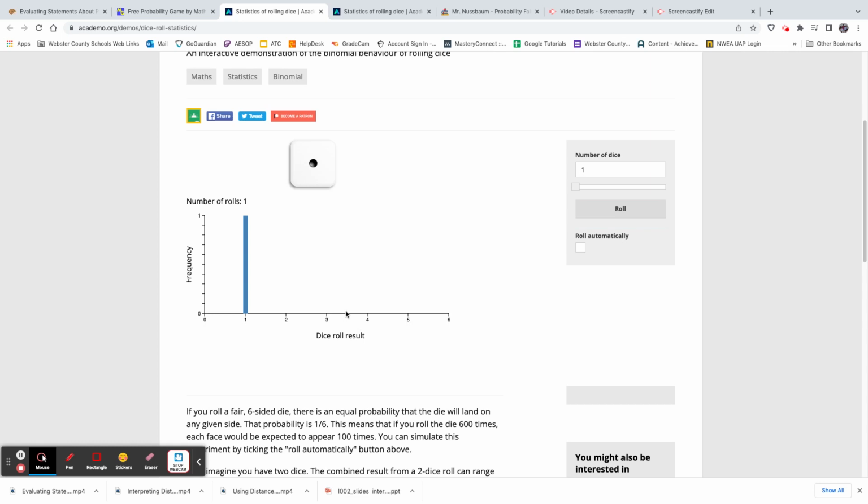But in reality, would that always come out to be perfectly true? And the answer for experimental probability would be no. But the more times you roll it, the closer it comes out to the theoretical. So I'm going to hit roll, and in this case I've got a 1 and a 3, but now I'm going to hit roll automatically and just let it keep going and going. So all of these bars should be level in theory, and I've rolled it 47 times.